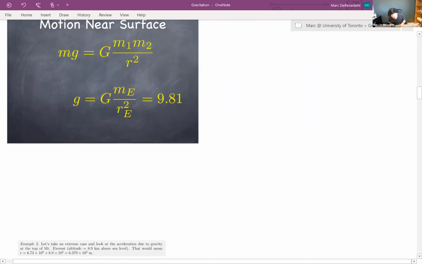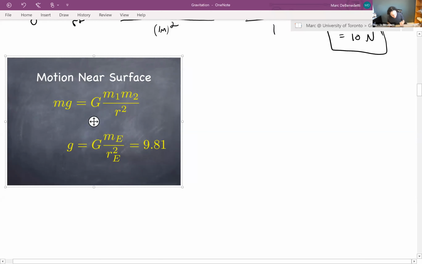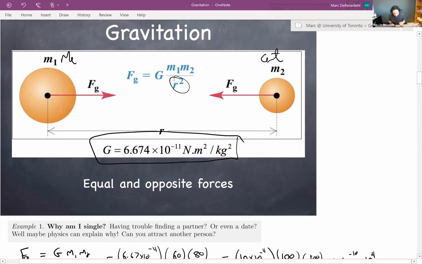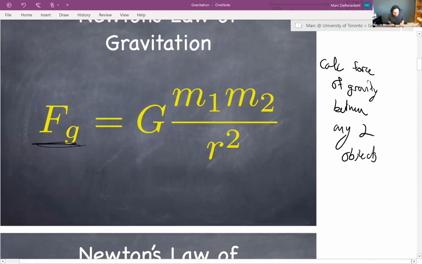So we notice that at the Earth's surface, the acceleration is constant. And overall, we know this isn't true for gravity, because Newton's law of gravity says the force is a function of distance. So we know if we get farther away from an object, the force of gravity decreases.